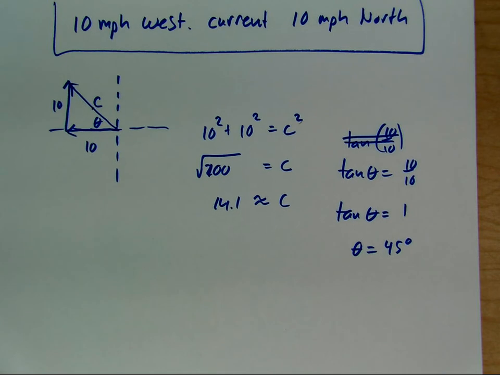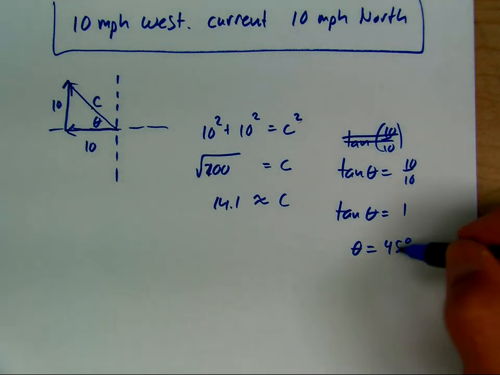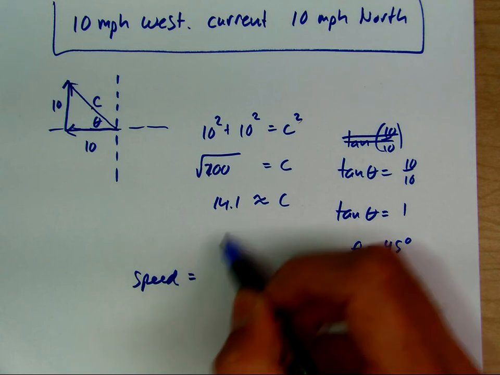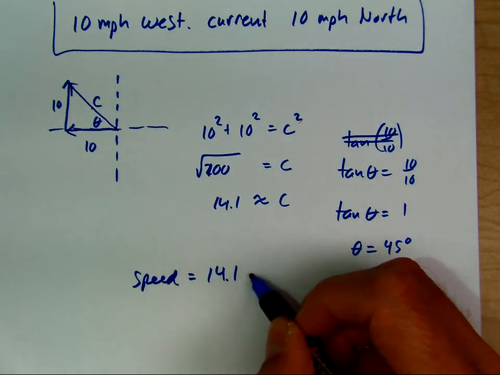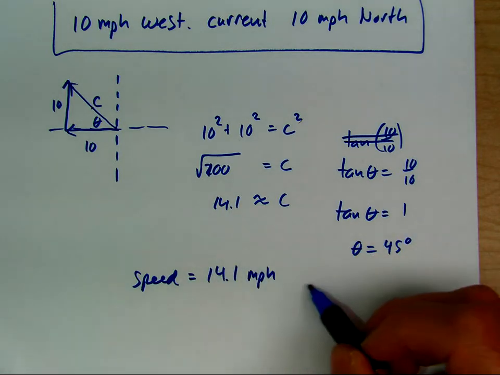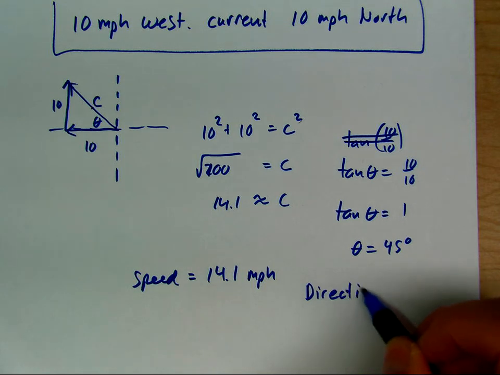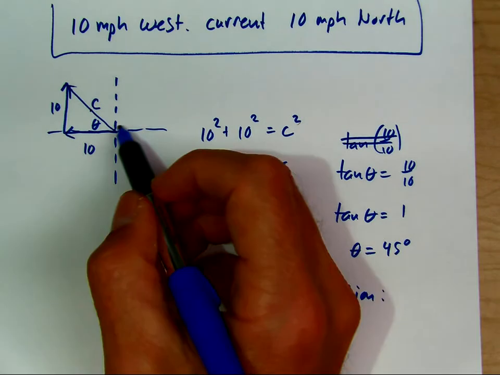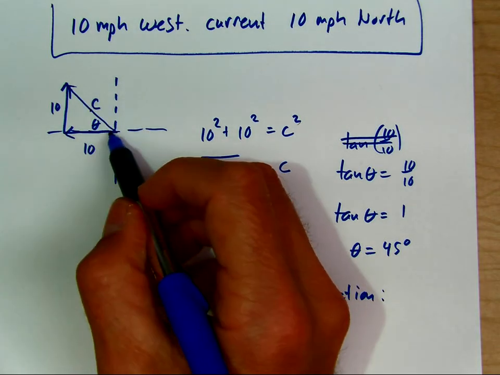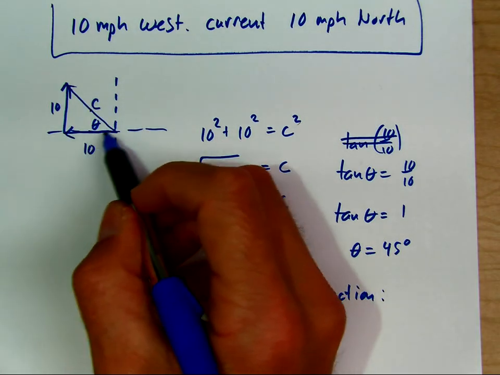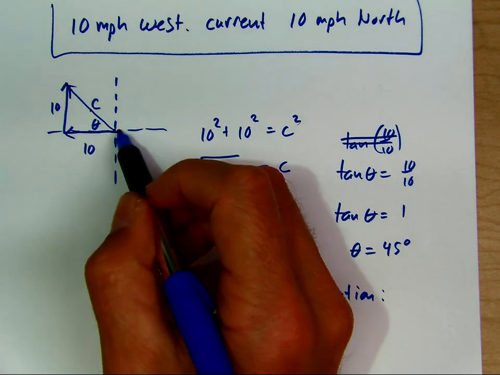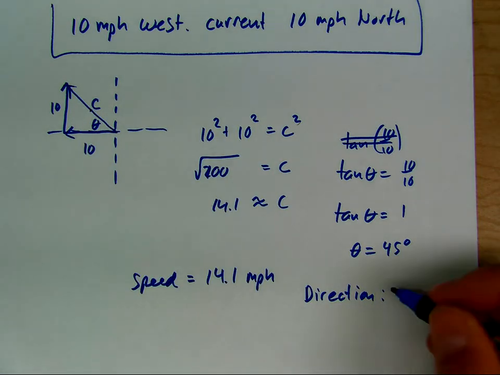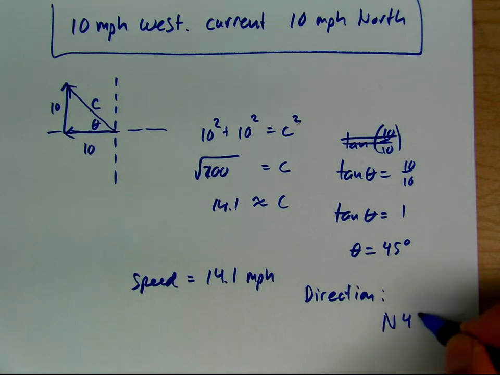We can describe the speed. The speed is 14.1 miles per hour, and the direction, we could describe it as north 45 degrees west, or we can say it's west 45 degrees north. Let's just stick with the same. We'll go north 45 degrees west.